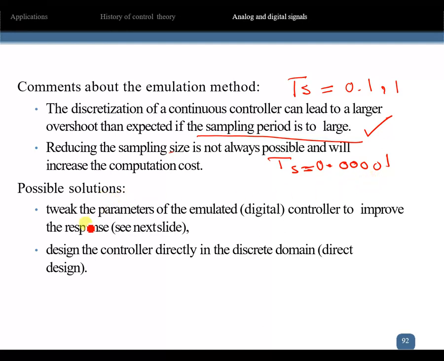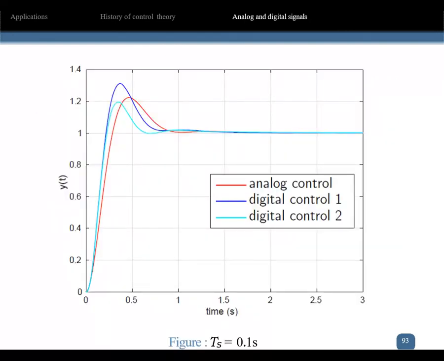Possible solutions. For the possible solution, tweak the parameters of the emulated control to improve the response. See the next slide, we will see together. Or design the controller directly in the discrete domain. How can we do this? Here, between analog digital control 1 and digital control 2, this is the difference between analog and digital.